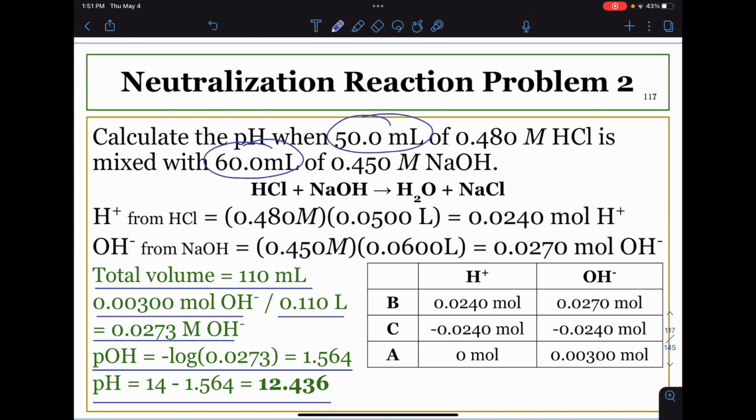Now, does this make sense for this situation? Well, yes, it does, because we know that hydroxide was left over in the solution and all of our hydrogen got reacted. So this should be a basic solution. Anything above 7 is a basic solution. Above 7 pH is a basic solution. So yes, 12.436 does make sense for this solution.